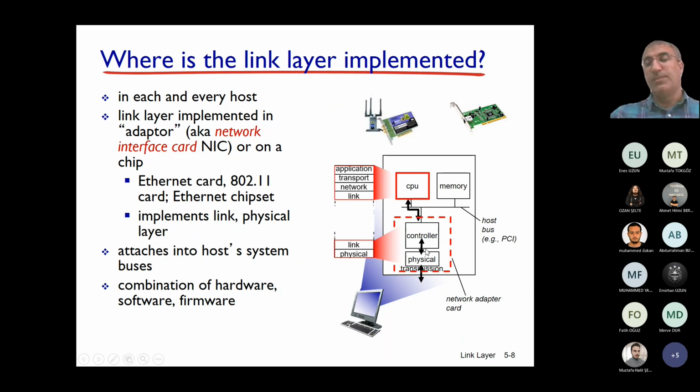So as you see, this NIC card is the physical and link layer, and at the top we have the upper layers that are implemented at the CPU. So in summary, we implement this link layer by using the NIC card, or sometimes we call it the adapter.